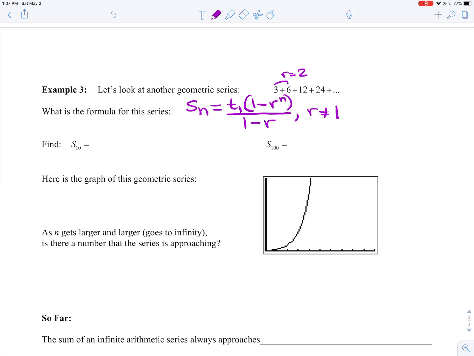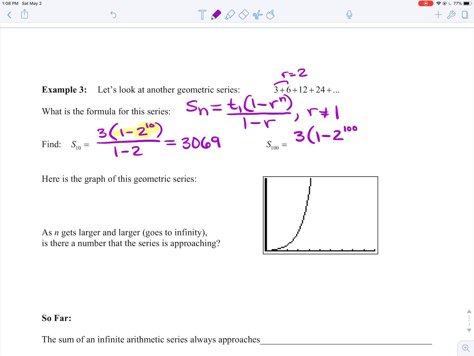So now let's plug into our sum of the first 10 terms. Our first term is 3. We're going to do times 1 minus our r, which is 2, raised to the 10th, all over 1 minus 2. If you put that into your calculator, keep in mind you want to do what's inside the parentheses first. So you're going to do 2 to the 10th power, 1 minus that, then multiply by 3. If you're careful when you type it into your calculator, it should do it all correctly, but just make sure you're putting in parentheses correctly. And if you do it correctly, you'll get 3,069.